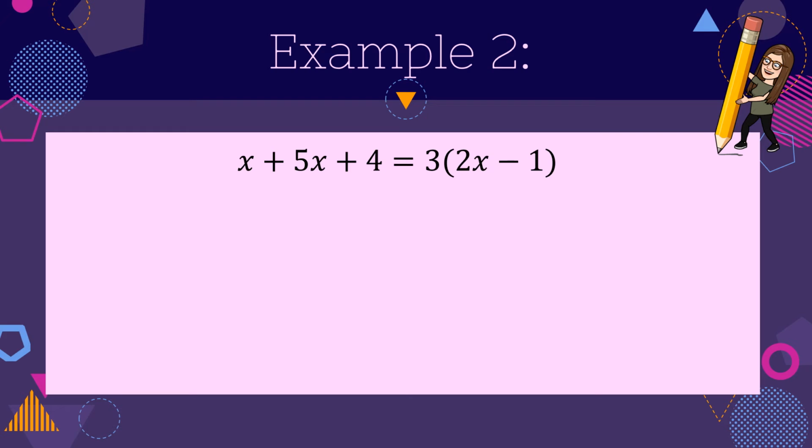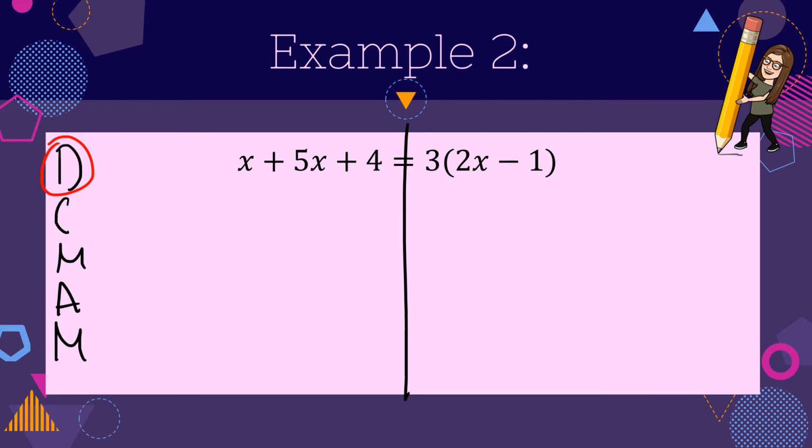Let's try another one. We'll draw a line down the equal sign, follow our same steps that we've been working on. Let's start with distribution. I'm going to distribute the 3 into parentheses. Remember, when we do that, we are multiplying. Everything else falls down.